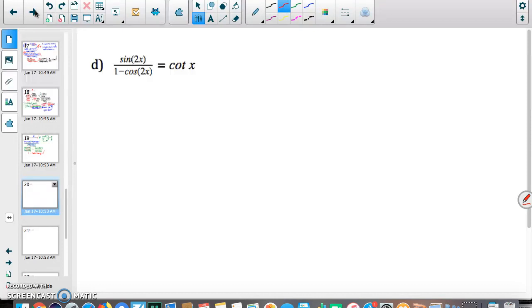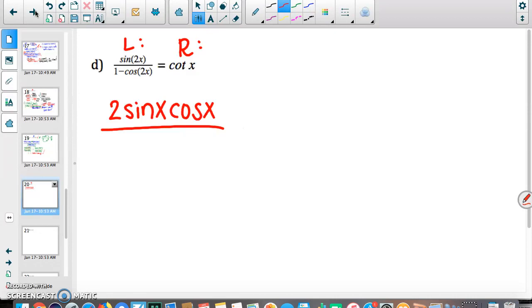Sine of 2x. I can use a double angle identity to rewrite this as 2 sine times cosine. Oops, I didn't really talk through my process here, but I hope it makes sense that obviously there's not a ton going on the right side. So I'm going to start with the left side here. And I get 2 sine cosine in the numerator.